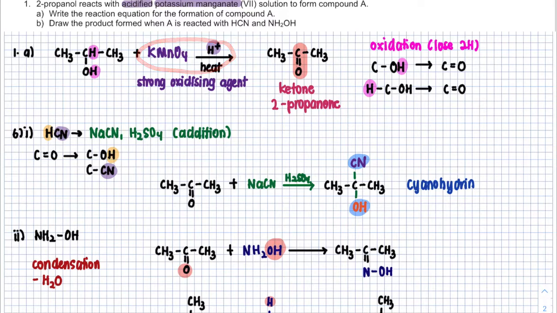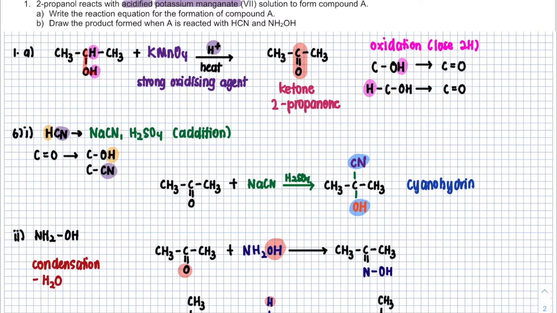So what is KMnO4? KMnO4 is a reagent that is a strong oxidizing agent. For a strong oxidizing agent, it means that the alcohol here will undergo oxidation, where oxidation is the process where we lose 2 hydrogens. Which hydrogens will be removed? First from the OH itself, so from our OH here it will become C double bond O.